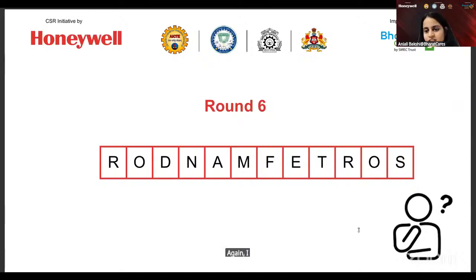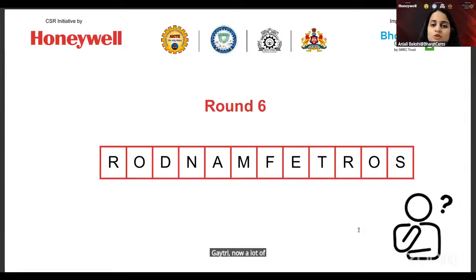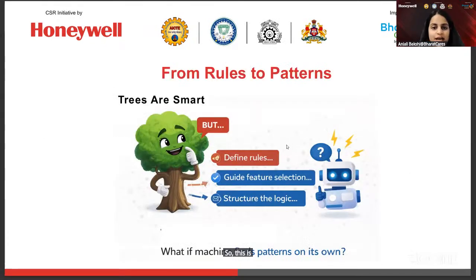Again, I have Sanidhi as the answer. Harshita gave me the first answer in this. Then Ruturaj, then Sanidhi, Gayatri, now a lot of people. So Harshita, kudos. That is right. This is random forest. So one tree, many trees, forest stronger, right? So this is what we had today. From node to root to model to regression to random forest, we just revised half of our machine learning in just 5 minutes, right? So your AI brain level is now unlocked.